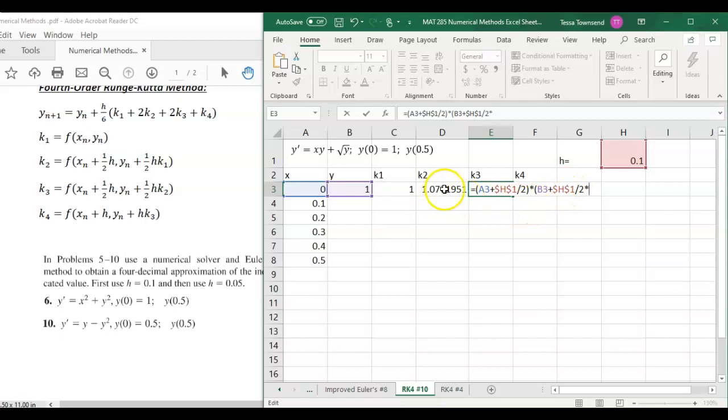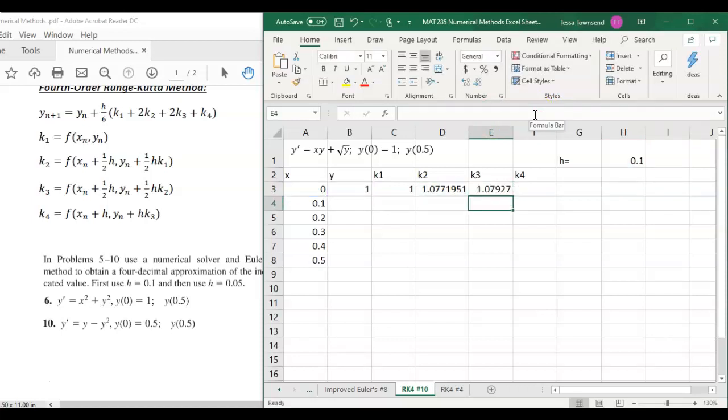Times our K2, our previous K. So there's our y. So we've written x times y. And then we got to do plus square root of y. So I'm just going to recopy that y formula again. There's our K3. Now we've got to do K4.